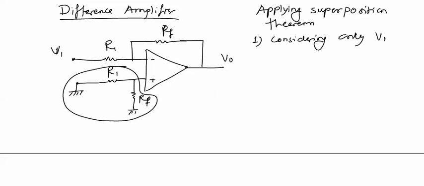So when V2 is deactivated, V1 is considered, then this circuit is an inverting amplifier whose output V01 will be equal to minus RF upon R1 into Vi. So in the first case we have got the output V0 equal to minus RF upon R1 into Vi.